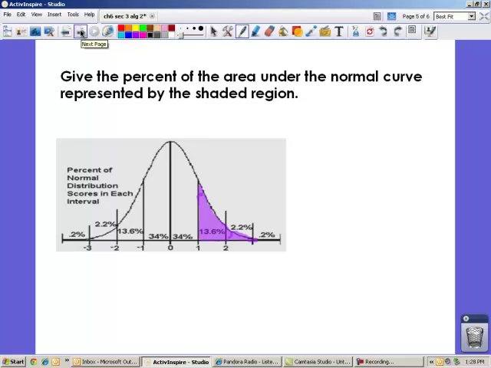All right, we're going to give the percent of the area under the normal curve represented by the shaded region. This is easy. All you have to do is look at what this shaded region has. There's 13.6 here, and there's 2.35 there. So what we have to do is add the two together. Sorry, it should be a 6. And when we add those two together, all we have is 15.8%. So that is the region under the shaded part.